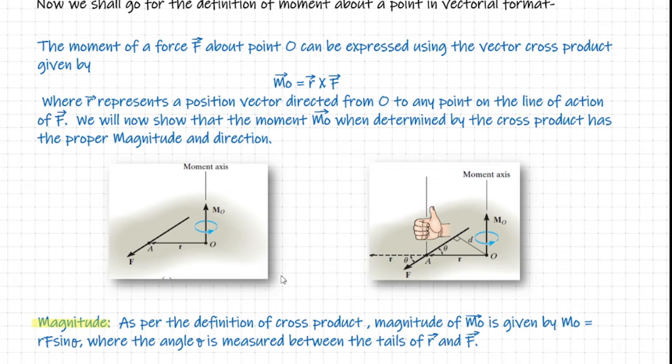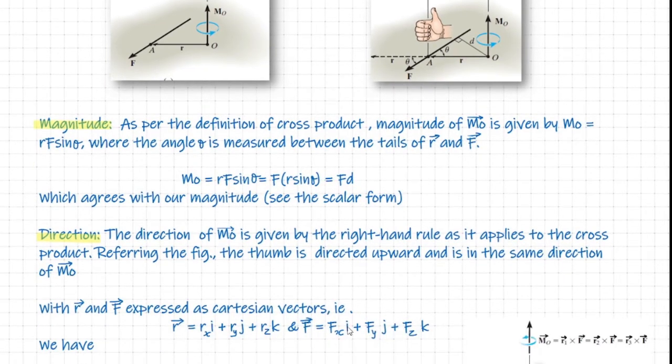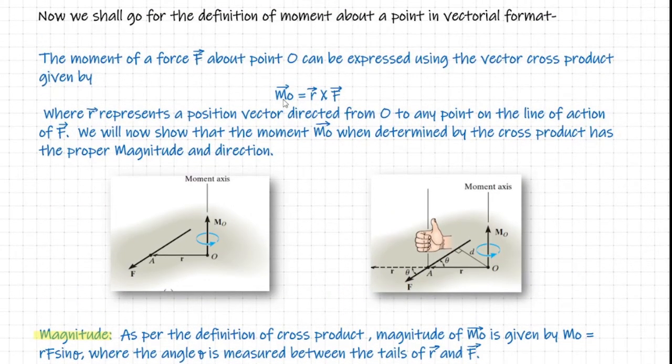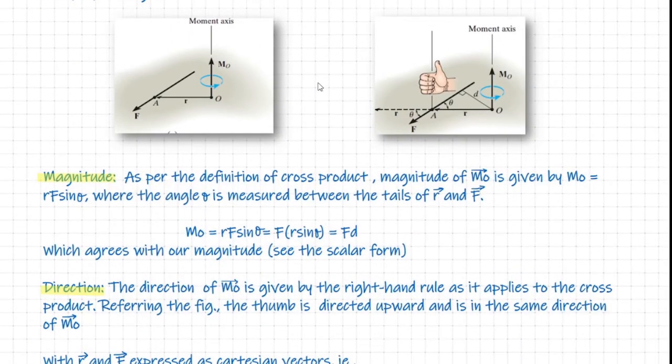So to conclude, to calculate the moment of a force F about any point O, first of all, you need to draw a position vector R from the point O to any point A on the line of action of the force F. So we have vector R and vector F. Now the moment vector about the point O is easily computed as the cross product between vector R and vector F. And we have just now proved that R cross F represents the moment vector properly, both in magnitude as well as direction.